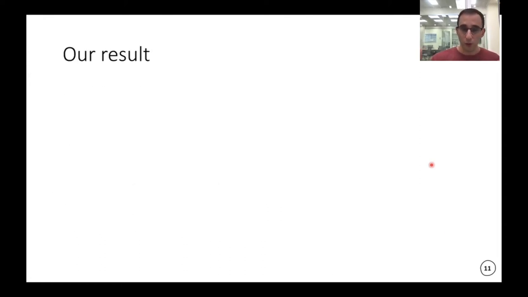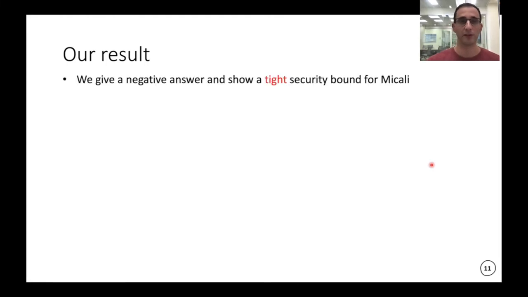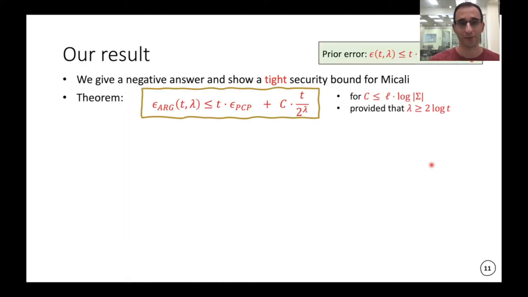So with this implementation in hand, with the prefixes, I can state our results. We give a negative answer to this question, and we show that it's not tight. And I remind you that negative answer means good news. And what we do, we actually show a tight security bound for Micali.